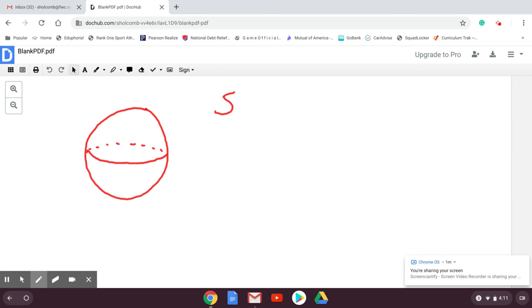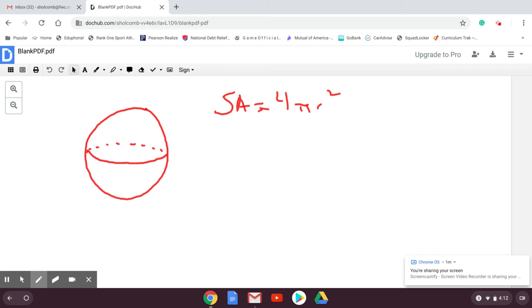The surface area of a sphere is equal to 4 pi r squared.